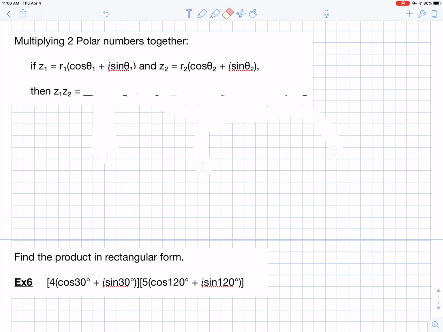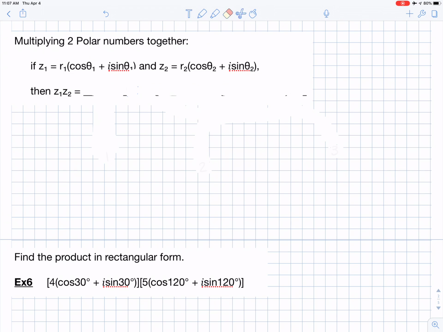Hey folks, this is the second and final video in this particular section, and we're going to be talking about multiplying and dividing two vectors that are written in polar form together. How do we do that? And so what you see here from the very beginning is that I've given you two vectors. Both of them are written in polar form. I've named one of them z1, and the second one I have named z2.